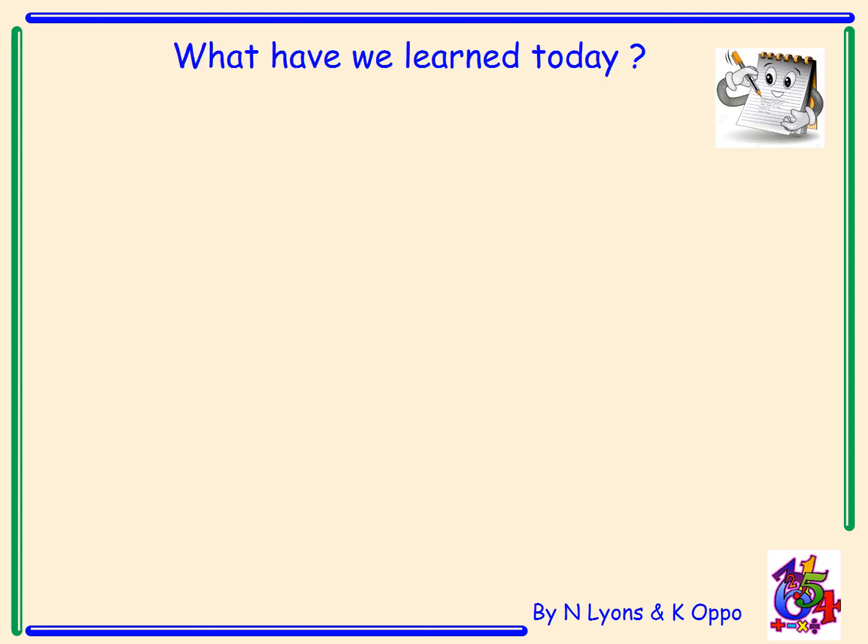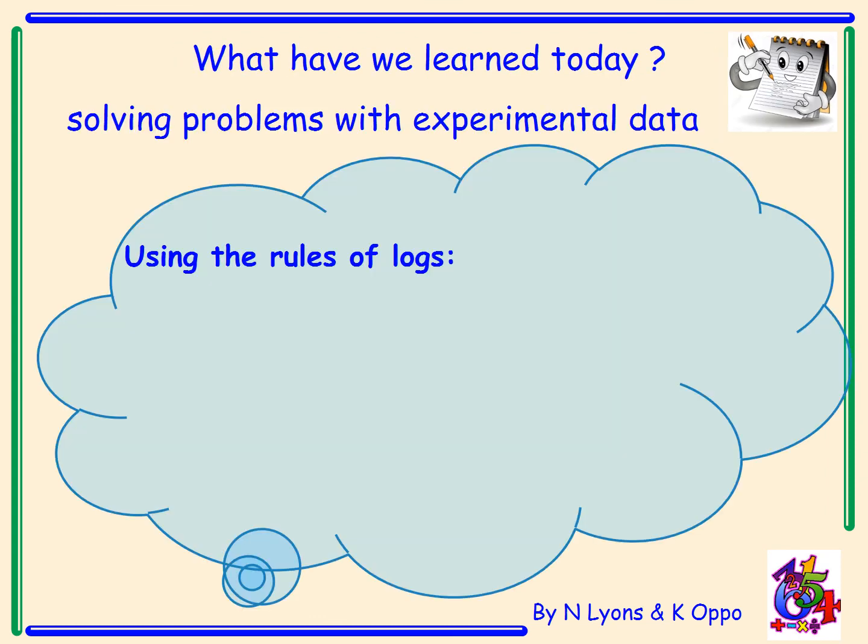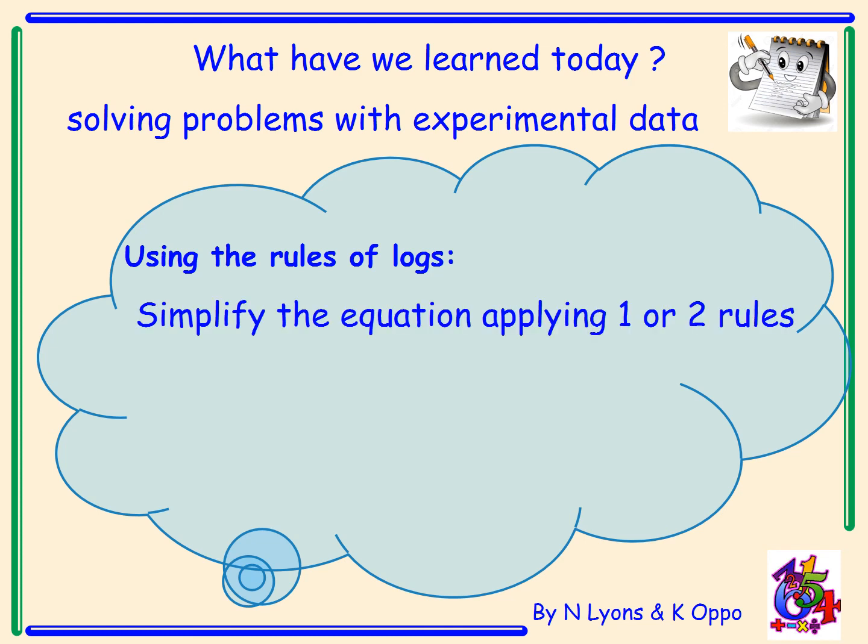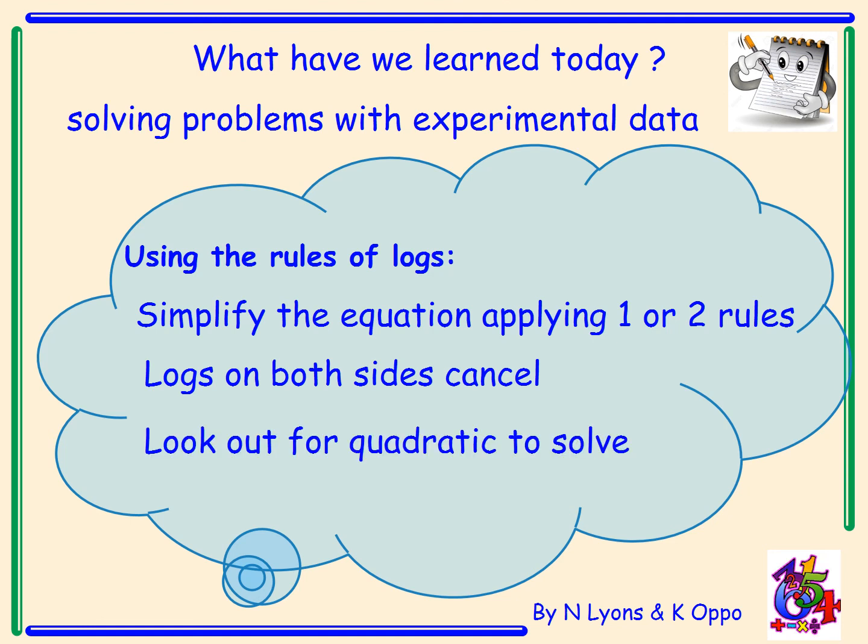So what have we learned today? Well, we learned how to solve problems with experimental data. Very similar to what we did with unknown exponents, but just putting in a wordy problem in a real life context for you. So you have to use the rules of logs, simplify the equation applying 1 or 2 of the rules, take logs of both sides to cancel, look out for quadratics to solve, in this case not so much.